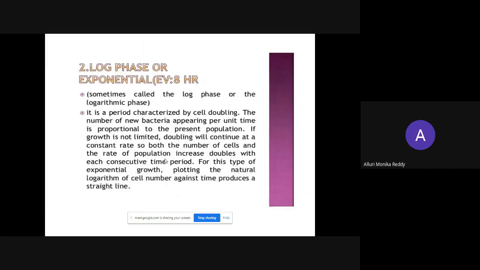The next one is the log phase or exponential phase, sometimes called the logarithmic phase, which is a period characterized by cell doubling. Here the division takes place that results in the rapid growth of bacteria, which doubles each cell. The number of new bacteria appearing per unit time is proportional to the present population. I mean, when the time increases, per unit time, the growth of bacteria increases.